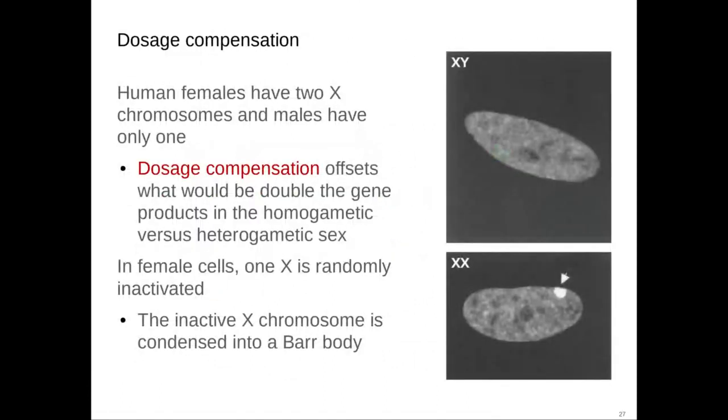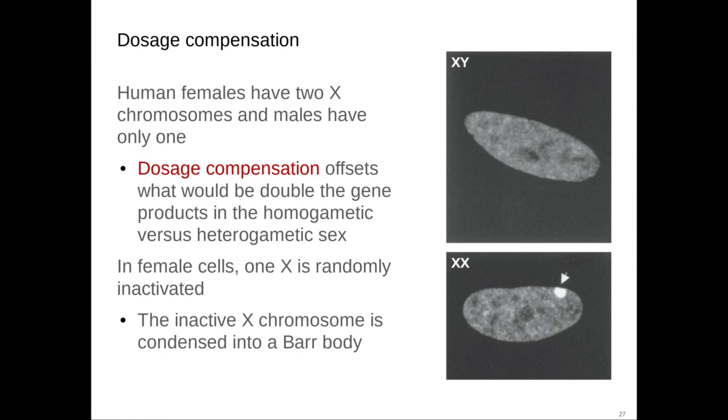Now, there's a really interesting phenomenon that occurs, which we call dosage compensation. Human females have two X chromosomes and males only have one, and that's what we've been talking about for the past 30 minutes. Dosage compensation, it's interesting, but what it does is it simply offsets what would be double the gene products in the homogametic versus the heterogametic sex. So remember, homogametic is XX, heterogametic is XY.